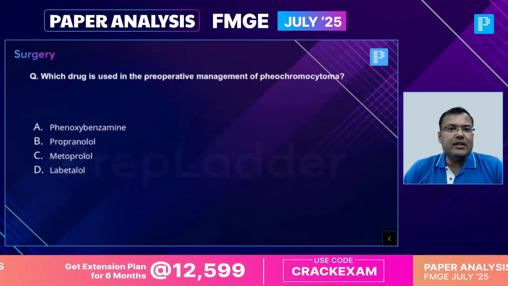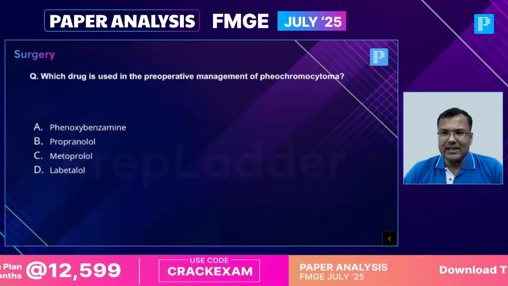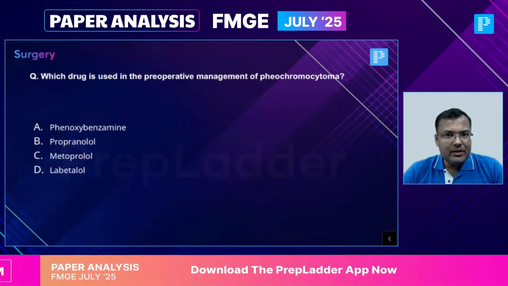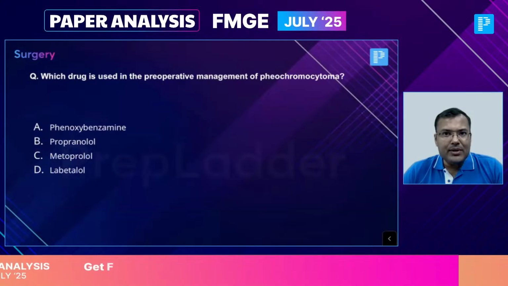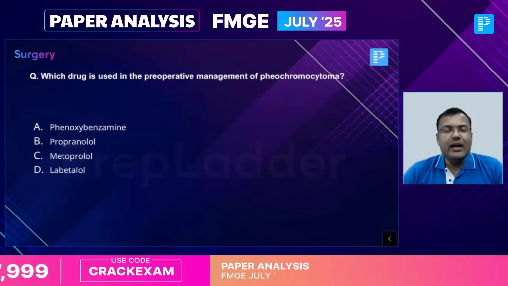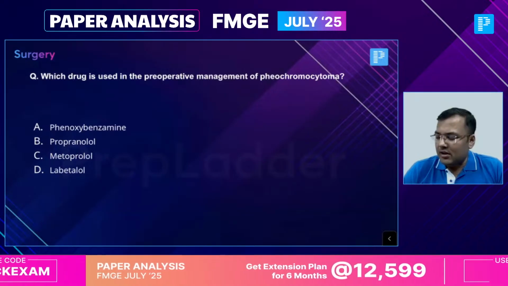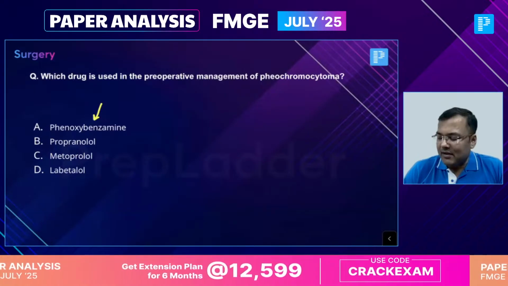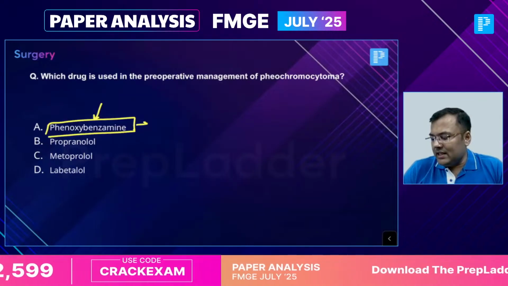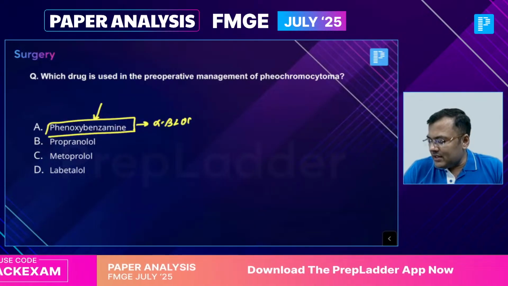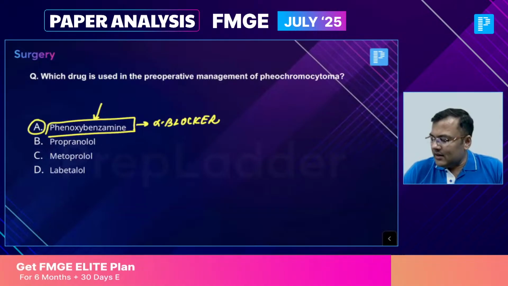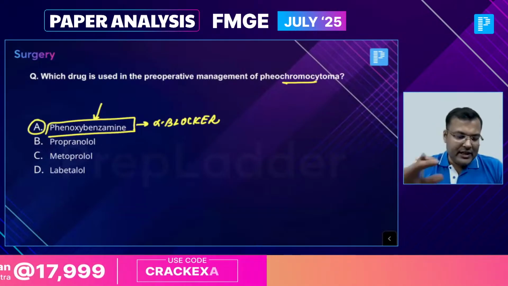After that, can you see this question? Which drug is used in the preoperative management of pheochromocytoma? It is the easiest question. First, what do you have to control? First, you have to control blood pressure. For blood pressure control, guys, tell me, first do we give alpha blockers or beta blockers? Everybody knows that first we give alpha blockers. And what is the drug of choice? It is a non-selective alpha blocker, and that is phenoxybenzamine. So what is the correct answer? The correct answer is phenoxybenzamine.